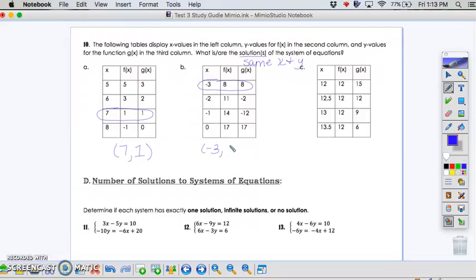For when x is 3, they both have -8. And when x is 0, they both have 17 as a y value. So these are very simple if you just look at them. Okay, this 12.5 and 12 are where they have the same solution.